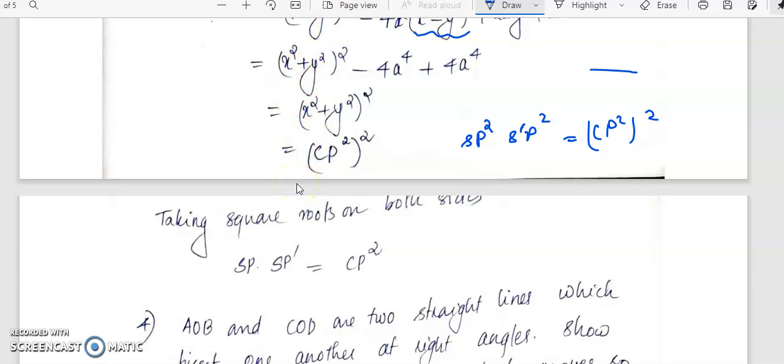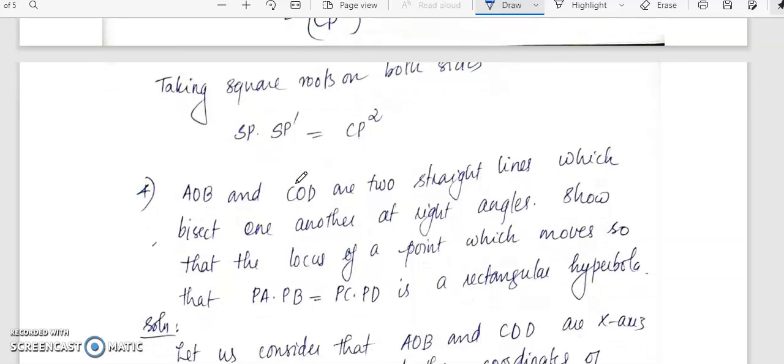So let us look at the next problem. We are given AOB and COD are two straight lines which bisect each other at right angles. Show that the locus of a point which moves so that PA into PB equal to PC into PD is a rectangular hyperbola. So we are given two straight lines, and the straight lines are bisecting each other at right angles, and let P be any other point.